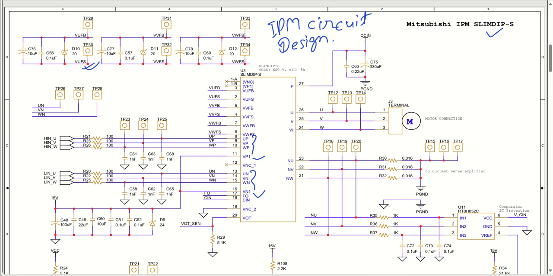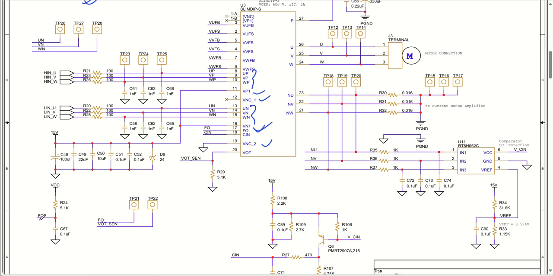Okay, so let us talk about that in the circuit. What we have is the VNC pin. Two NC pins are there, 1 and 2, and one of them is grounded. We have the fault output pin, which is going to go to my microcontroller. So when it goes low, what will happen? It will be telling you that the IC is in faulty condition.